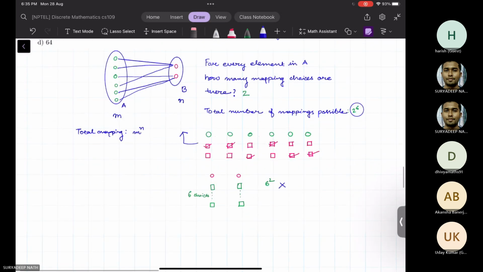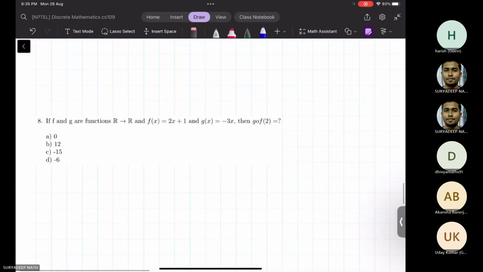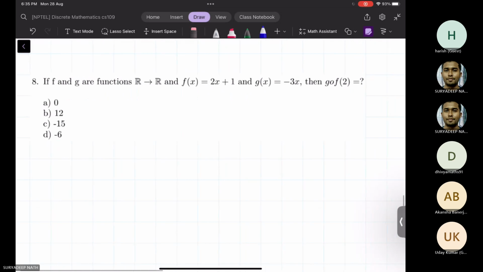Okay, so let us move on to the eighth question. You have functions f and g, which map from real numbers to real numbers, where f of x is given as 2x plus 1 and g of x is given as minus 3x. So x can take any real number in both f and g, and the output will also be a real number. That is obvious. They are asking us to find what is g of f of 2. It's a straightforward question.